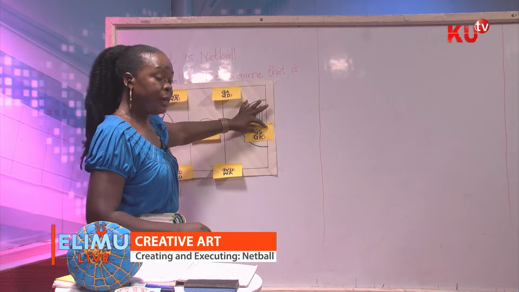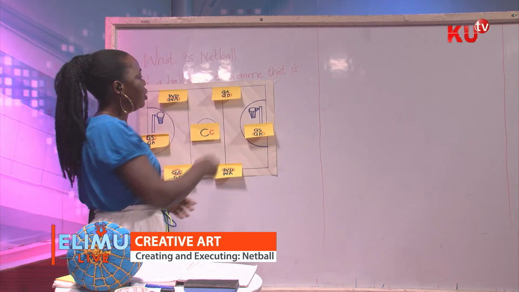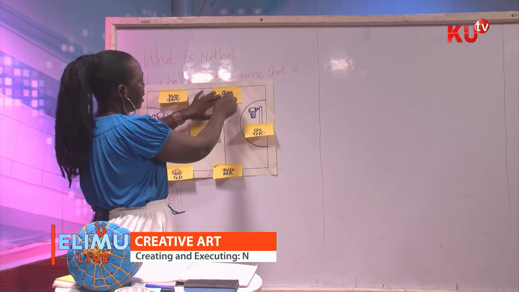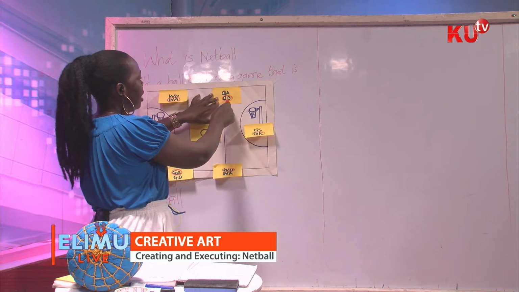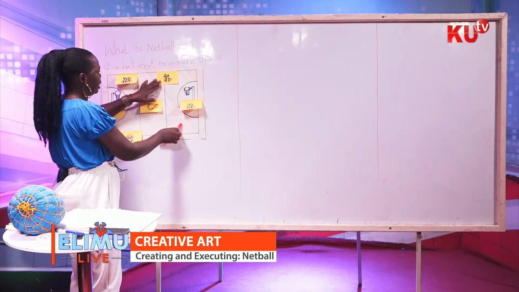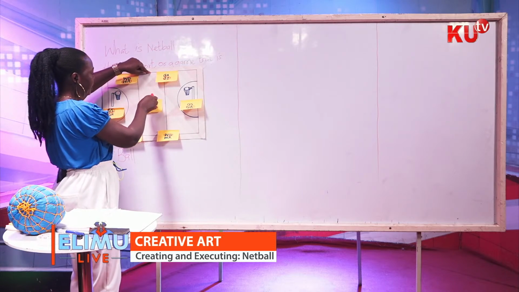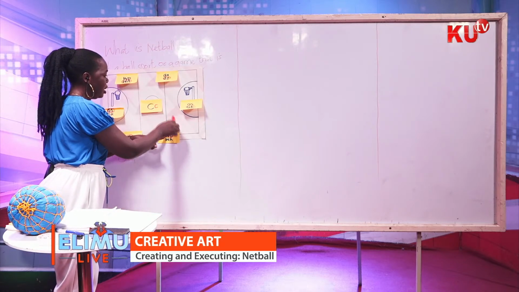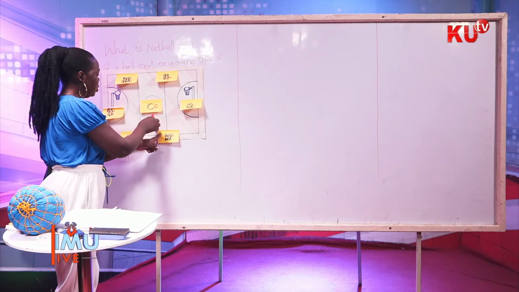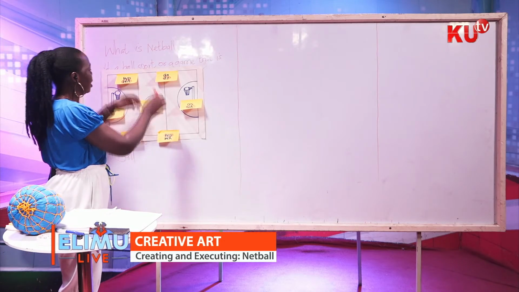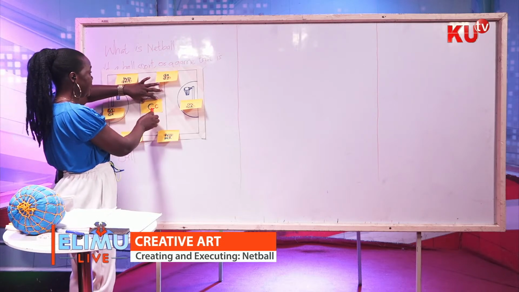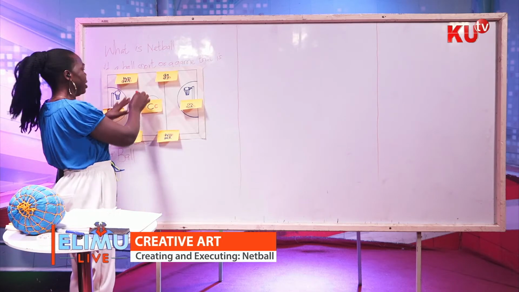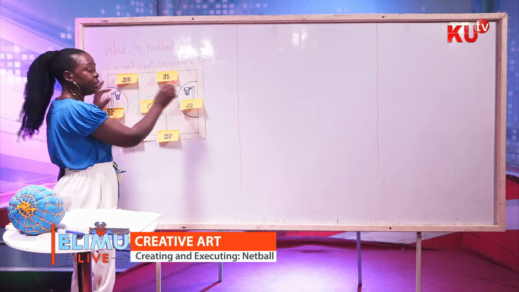The goal shooter this side and the goalkeeper this side are not allowed to move out of this semicircle. The goal attacker and the goal defender here are only supposed to move in this space up to this space right here. Same to the wing defender. They are also supposed to move here, not in the semicircle, up to this part, all right? But the participants within the center can move all over this side, this way, up to here, but not in the two semicircles.